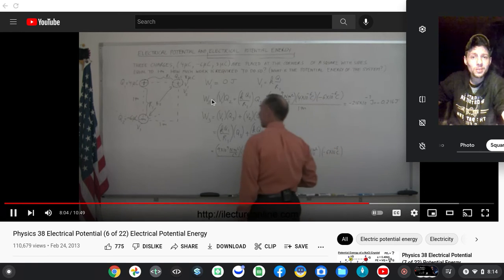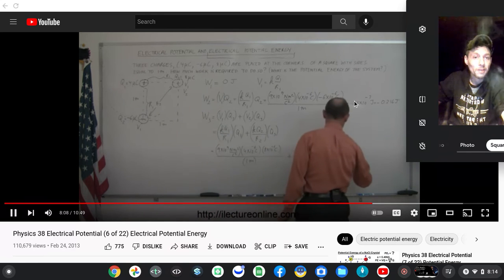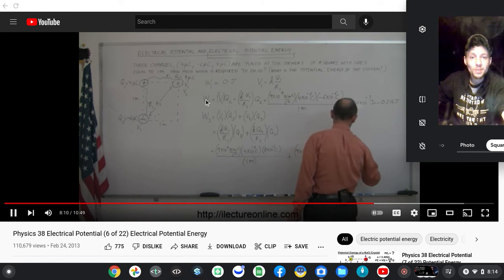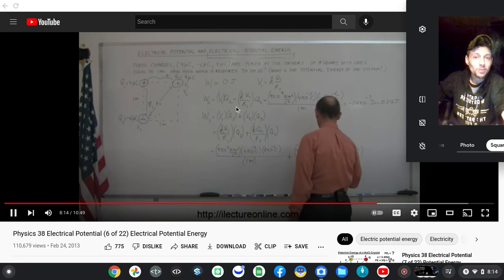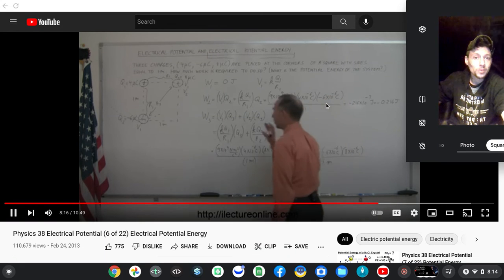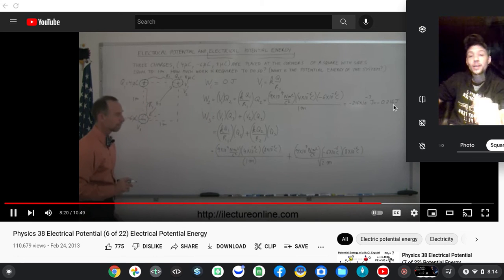And Q3 is again 8 times 10 to the minus 6 coulombs, divided by the square root of 2 meters, the diagonal of the square. That's 1 meter by 1 meter, so the diagonal is the square root of 2.